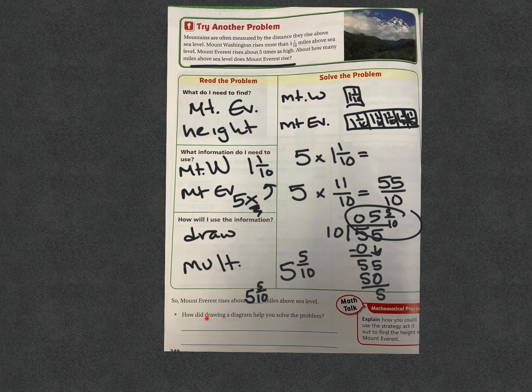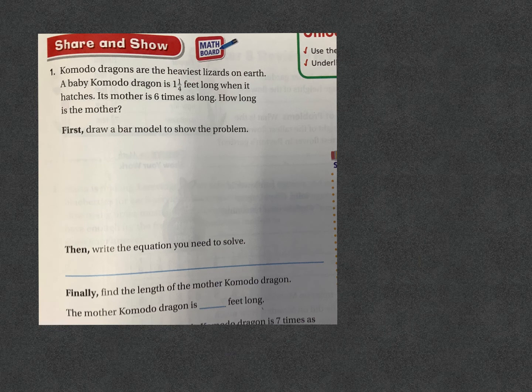How did drawing the diagram help you solve the problem? Well, maybe it didn't. Maybe you're understanding the multiplication piece so well that you didn't need it. But if not, then you get a visual about what you need to do. Sometimes, as we're learning things, we need the visual about what we're needing to do, and that becomes helpful to us. Let's look at number 1 on the Sharon Show.